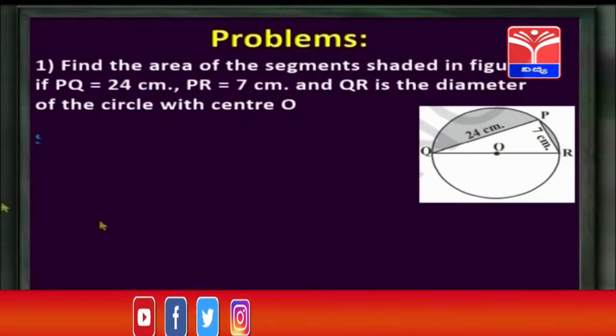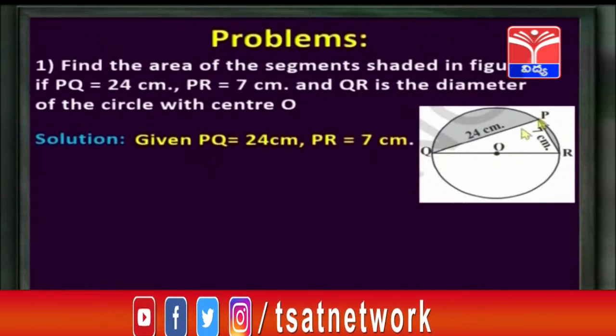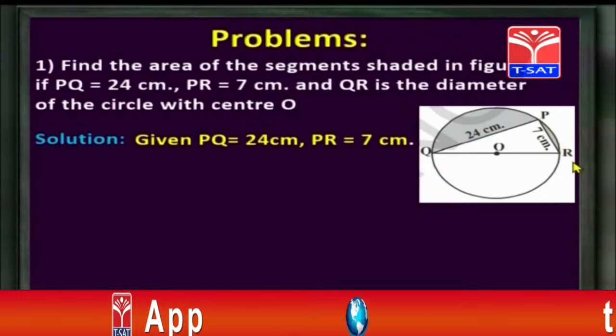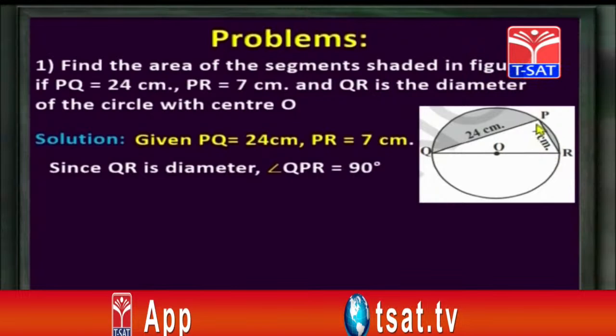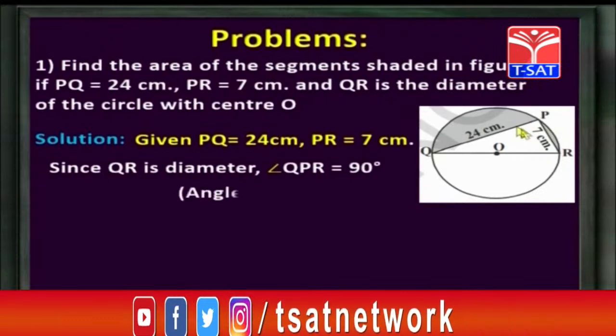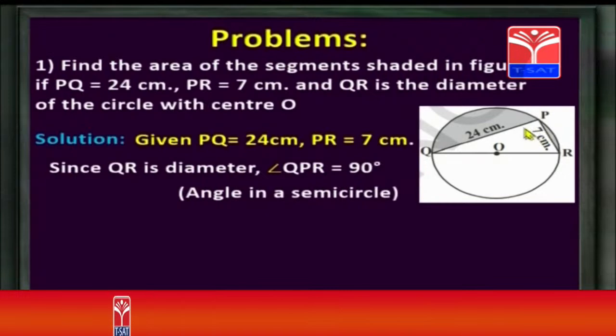Let us solve this. Solution: given PQ is equal to 24 and PR is equal to 7. Here QR is a diameter, then angle QPR is equal to 90 degrees. Why is angle QPR equal to 90 degrees? Because it is an angle in a semicircle. So always, angle in a semicircle is 90 degrees.